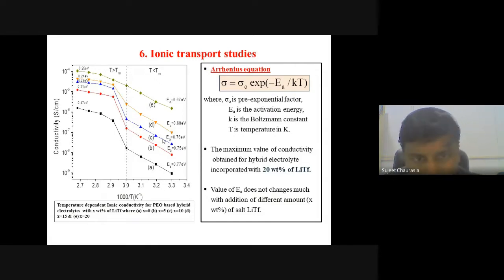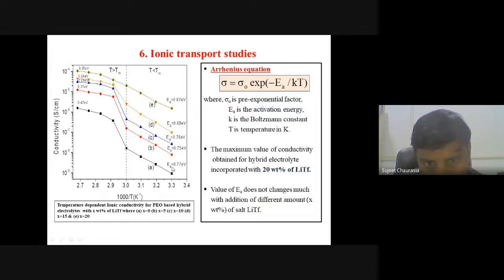The given slide shows the temperature dependent ionic conductivity of the hybrid electrolyte membrane. Here we can see that on increasing the temperature, the conductivity of the hybrid membrane increases and follows an Arrhenius type activation process. There are two regions: one below the melting temperature, and another after the melting temperature Tm, and the activation energy is calculated for both regions.